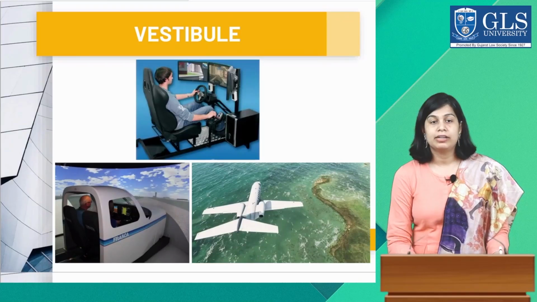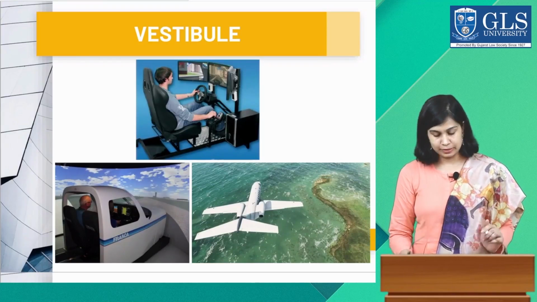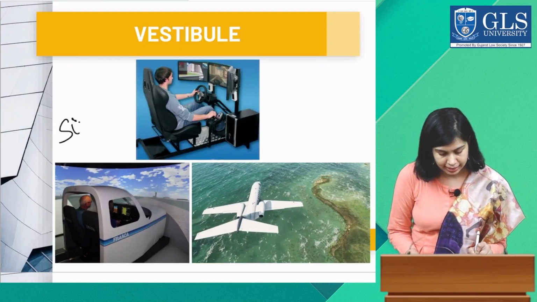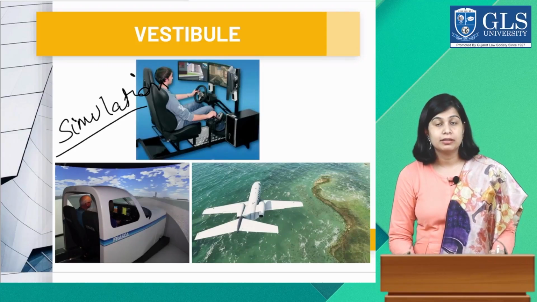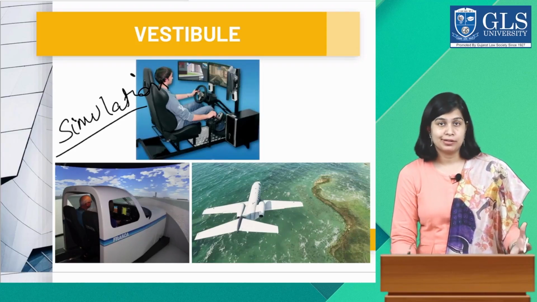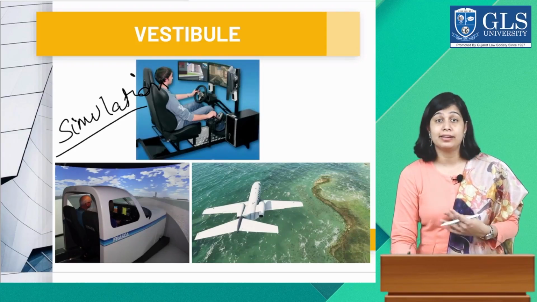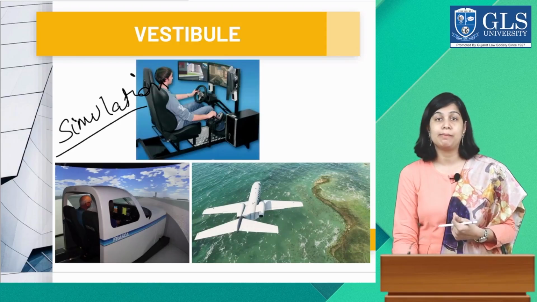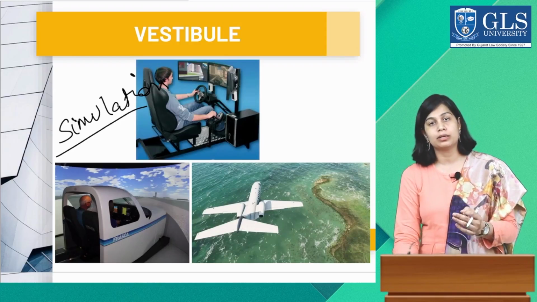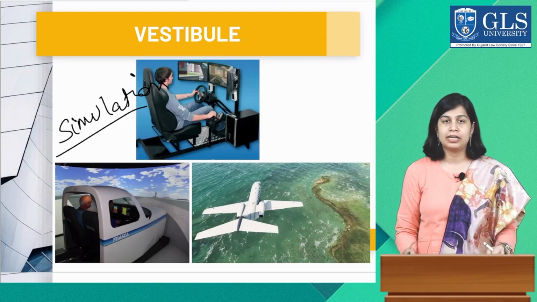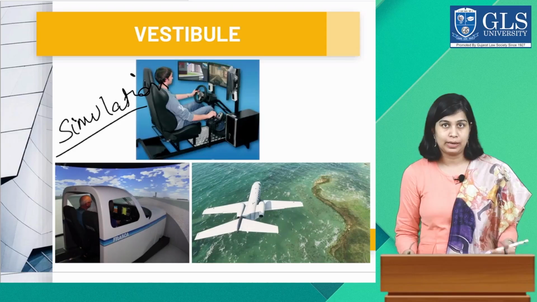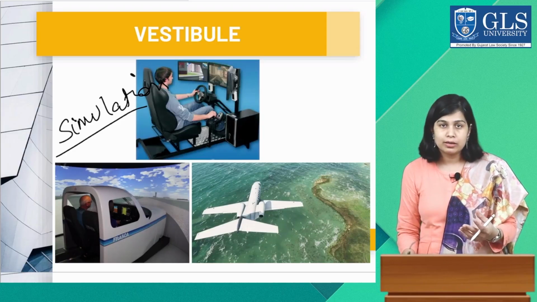What is vestibular training method? As you can see in some pictures, this method is also called the simulation method. What do you mean by simulation? In the simulation method, the actual work environment, or a work environment similar to the actual work, is created. It is an artificial work environment where employees learn how to work, but they are not actually in the work. So it is not on the job training, it is near the job training, where employees learn to work near the job.